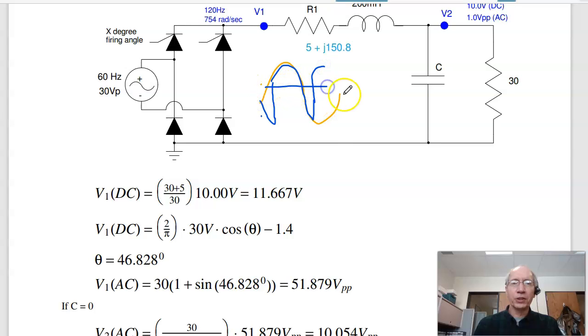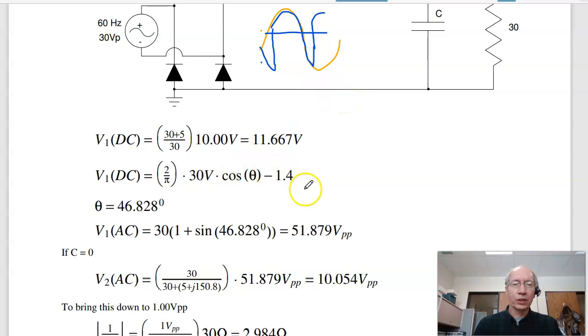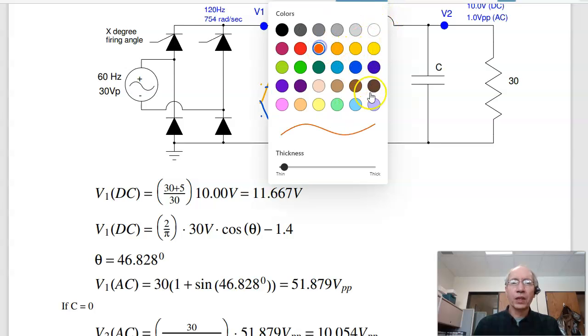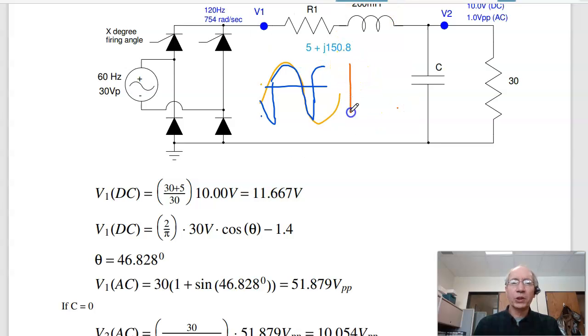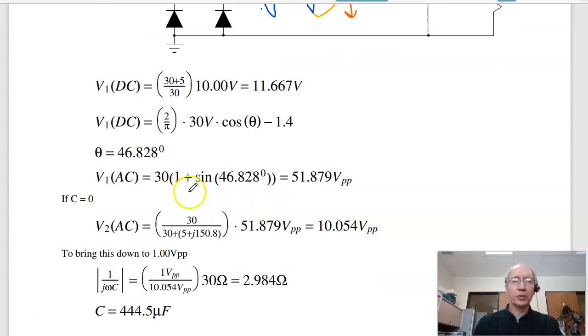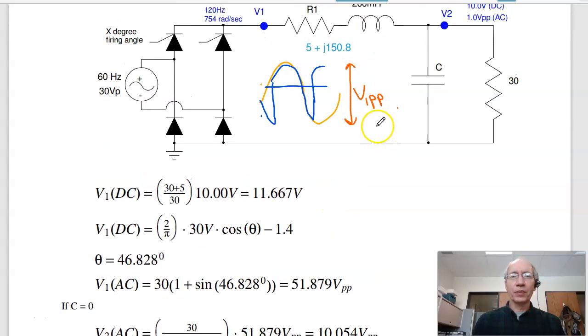So the DC voltage was right here, 11.67 volts. The AC voltage is your peak to peak. It goes from this guy up here all the way past 180. That's your V1 peak to peak. That'll be 30 times 1 plus the sine of the firing angle, 51.8 volts peak to peak.